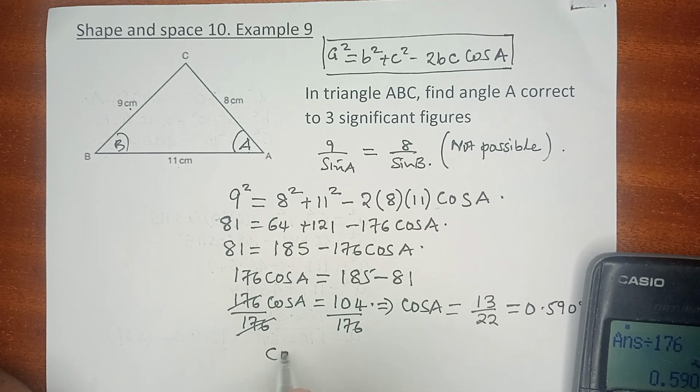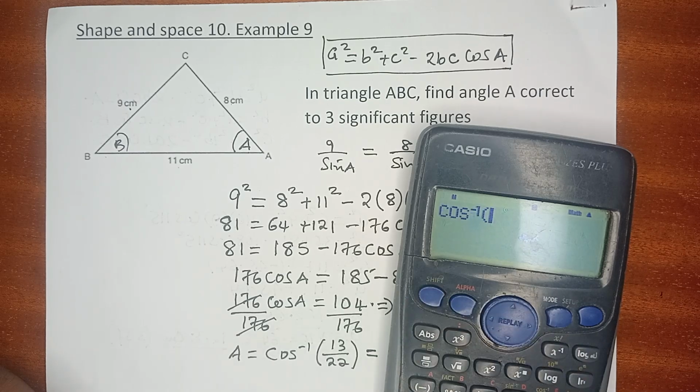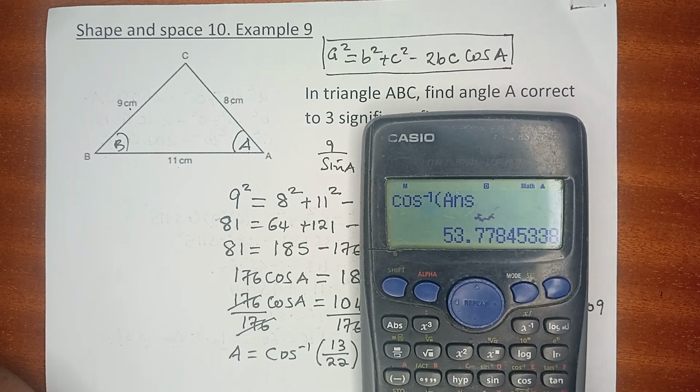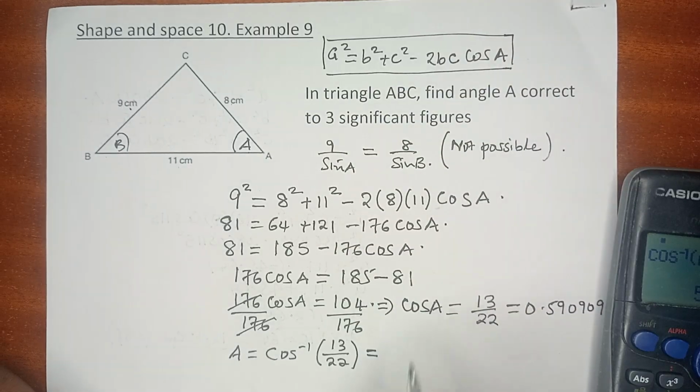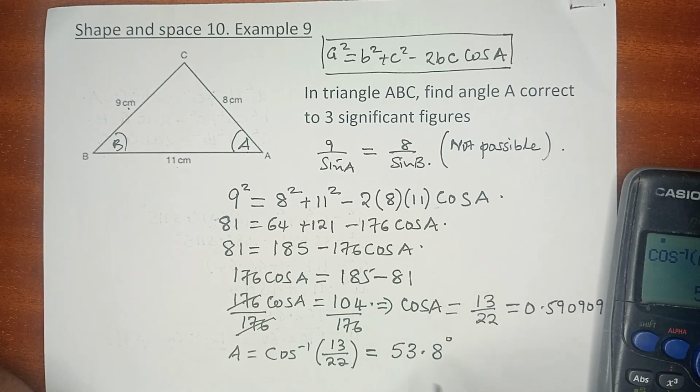Now, if the cosine of A is this, what is A? The cosine inverse of 13 out of 22, or 0.59, is the angle. A equals the cosine inverse of this. So shift cosine of the answer gives us 53.77 degrees, which is 53.8 degrees to 3 significant figures.